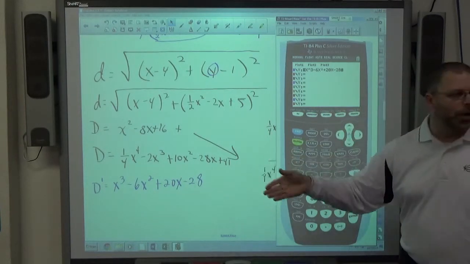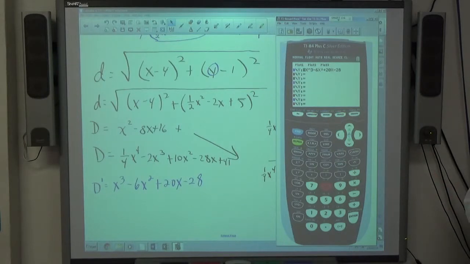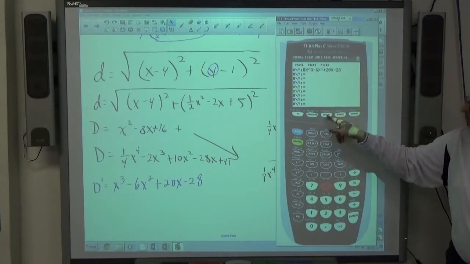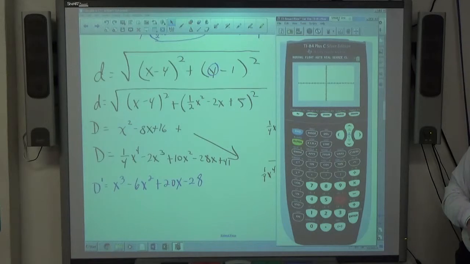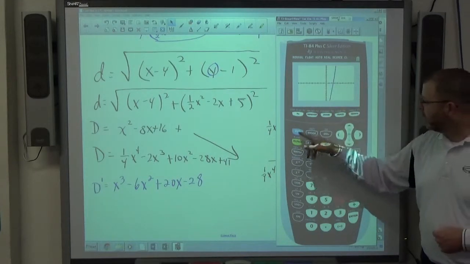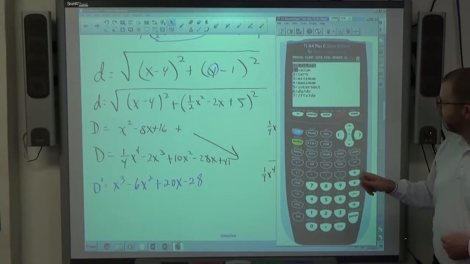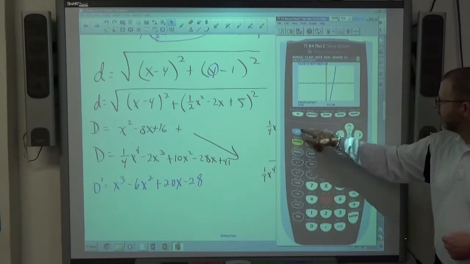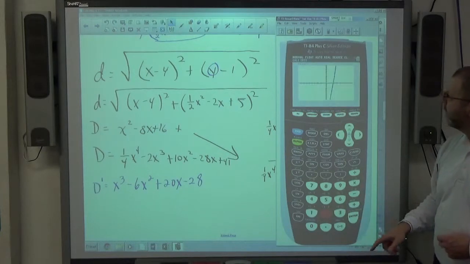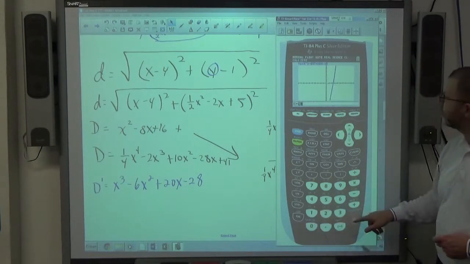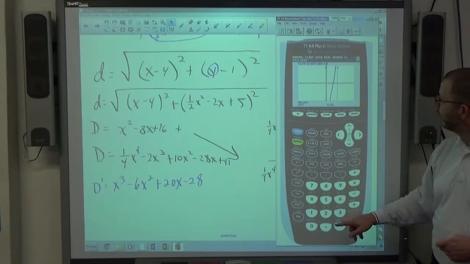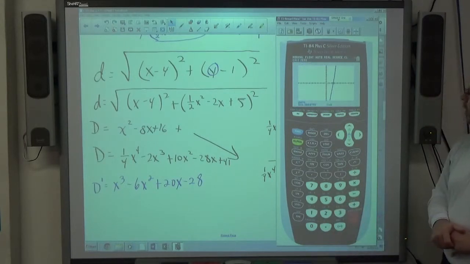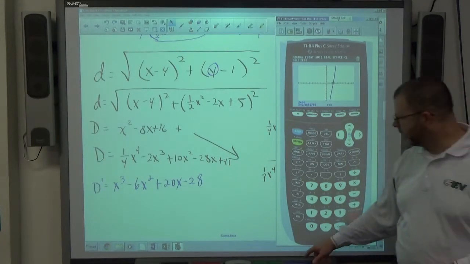So it's a cubic equation. We don't know how to solve a cubic equation off the top of our head. So doing a graph, zoom 6, just to get a feel for where the answers are. There we go. It only crosses once, so that's probably the right answer. Calculate intersection, calculate zero. Left bound 0, right bound 4, guess 2.5, and we get 2.4857.